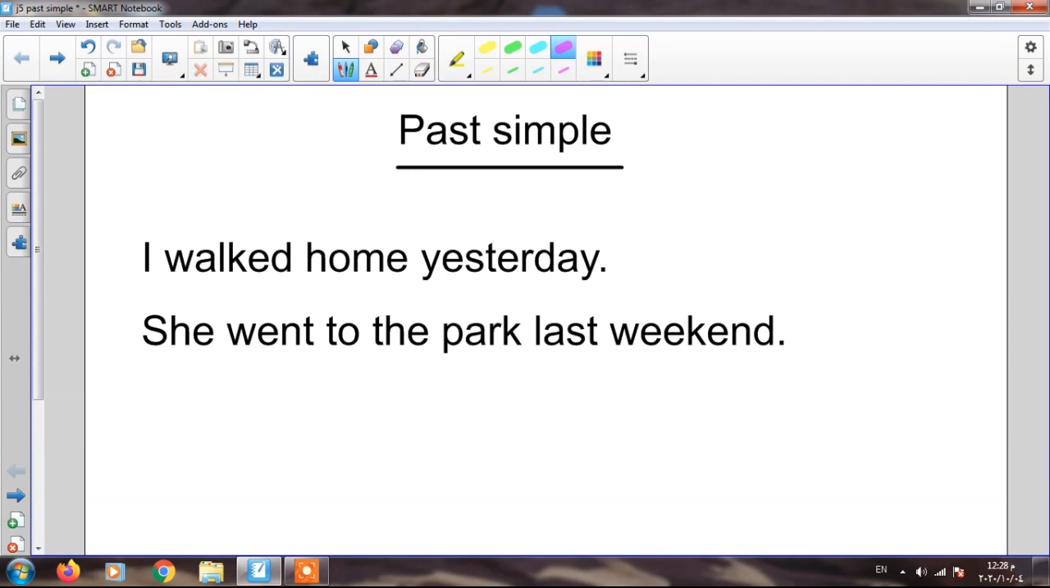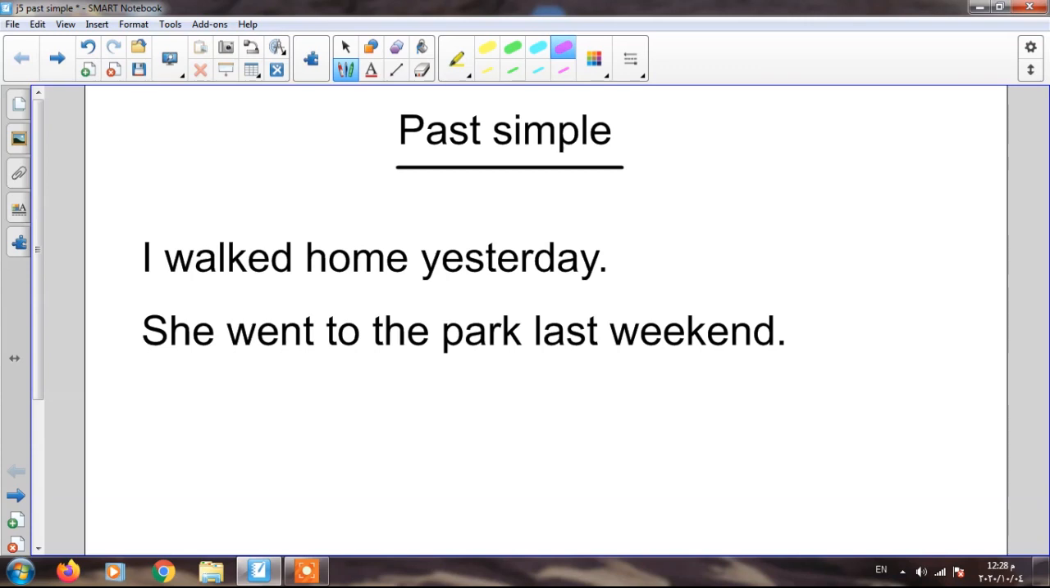Today we're going to revise the past simple tense. How can I use or when can I use the past simple tense, or what's the meaning of past simple tense? Well, past simple tense speaks about something or an action that happened and finished in the past. Something happened and finished in the past. So let's look at the first sentence.